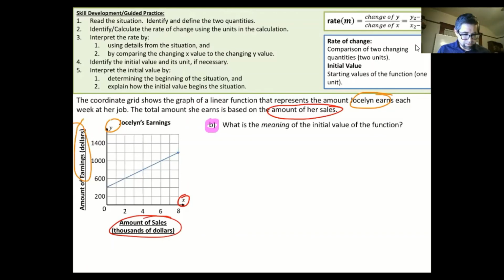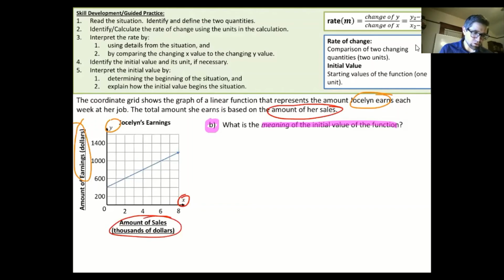Okay, well, the question says, what is the meaning of the initial value of the function? So I need to be able to explain what is the meaning of the initial value. Now, we went through the first three steps on the last problem, and here it says, if necessary. Well, we don't need to calculate the rate of change in this problem because it's talking about the initial value. So we're going to go ahead and drop all the way down to step 4.